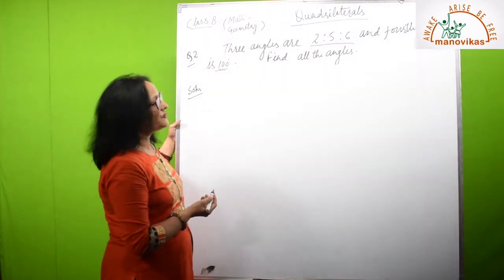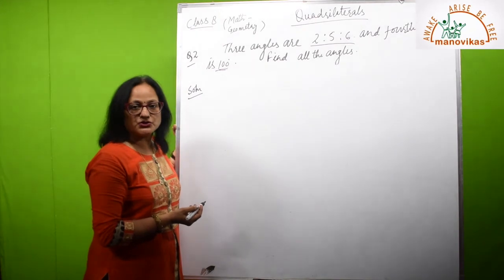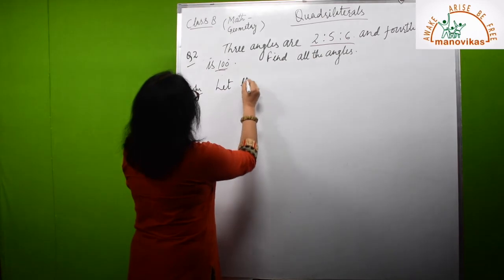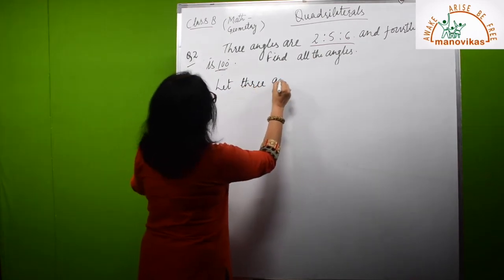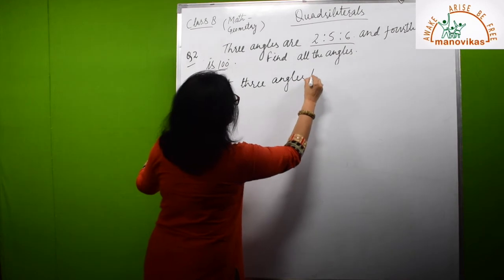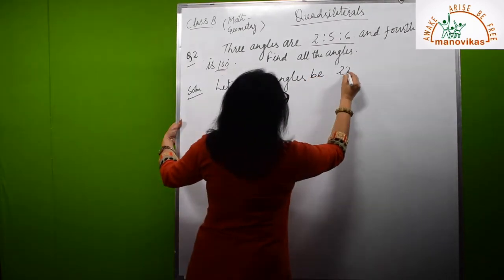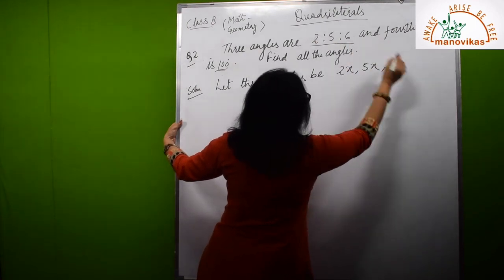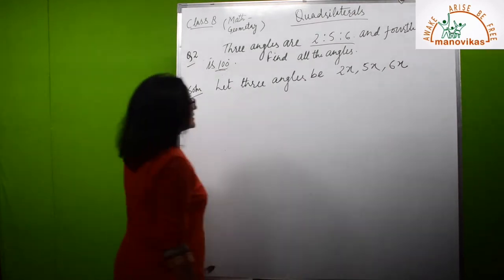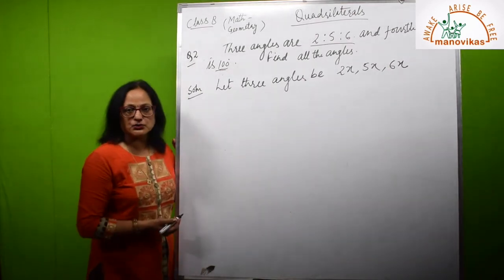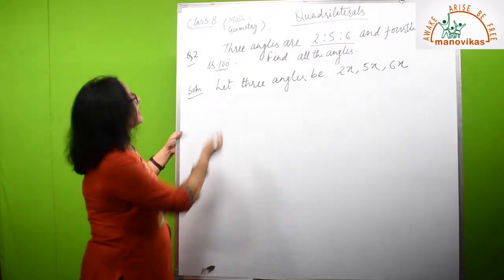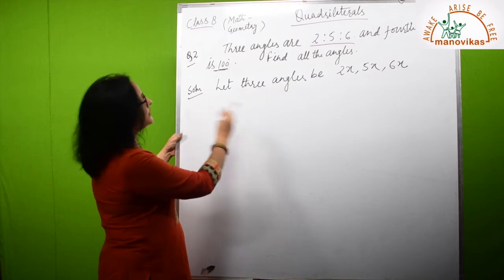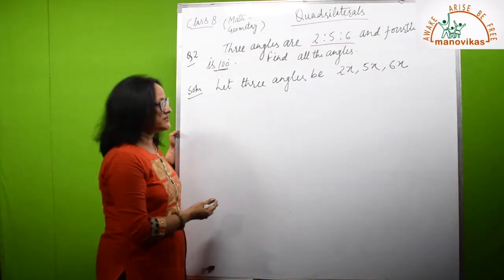So in such cases, first of all, we convert the ratio into variable form. So let the 3 angles be 2x, 5x for ratio 5 and 6x for ratio 6. So we have assumed that these 3 angles are 2x, 5x and 6x, and the fourth angle is given in the question as 100 degrees. So we will apply here the result we have just found.